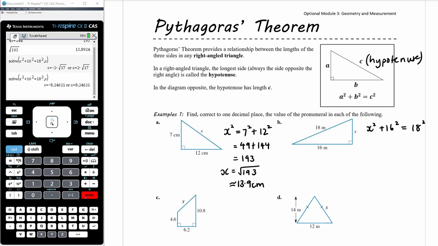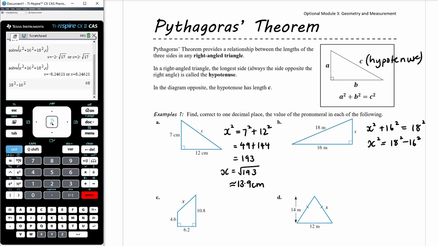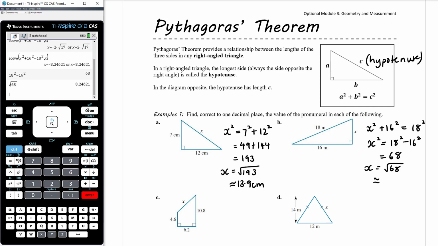However, you can also do the rearrangement yourself and just get your CAS to help a little bit along the way. So x squared will be 18 squared minus 16 squared if we subtract 16 squared from both sides. If I work out what 18 squared minus 16 squared is, it's 68. So x squared equals 68, and so x is the square root of 68. Let's check that it's the same as what we got when we solved the equation with the CAS. It is indeed 8.2. Metres are the units here.